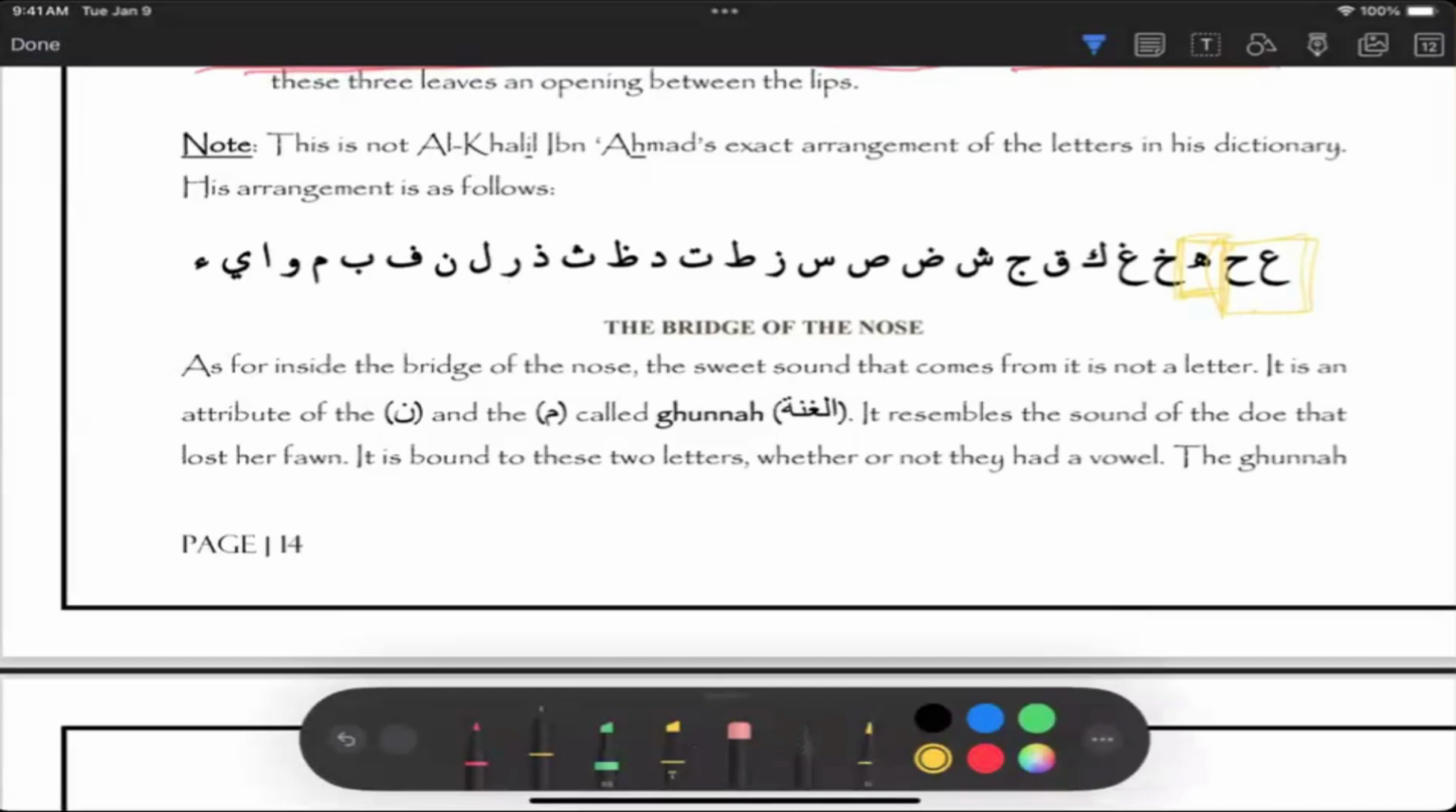Ha, which should have been before ayn and ha. He went and retrieved it before he got too far. So he said ayn and then ha and then ha. And then he kept going. He went to the top of the throat, kha and ghain.